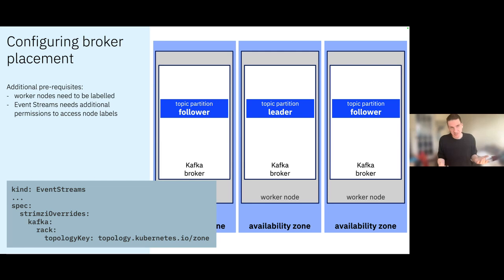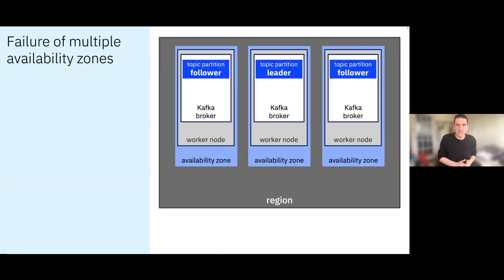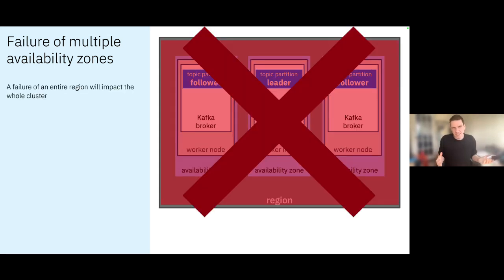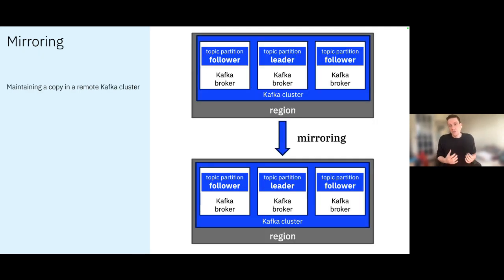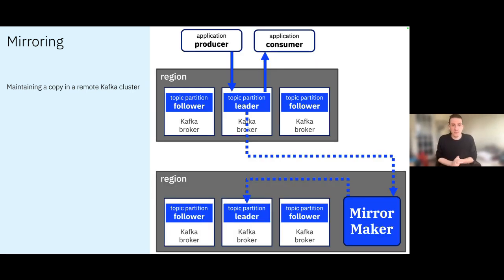So now, does that make us resilient? Now that we've spread ourselves across availability zones? Well, all of those availability zones are going to be in the same region. So any outage that impacts an entire region will still mean you lose your topics, you lose your service. So how do you remain resilient in the face of the failure of an entire region? The way we do this is what we call mirroring. Mirroring is where we maintain a copy of the topic in a different Kafka cluster, a remote Kafka cluster running in a separate region. The tool we use to do that is something called Mirror Maker.